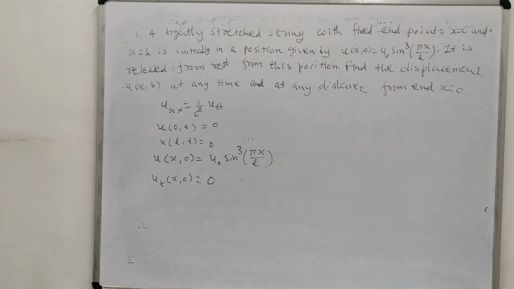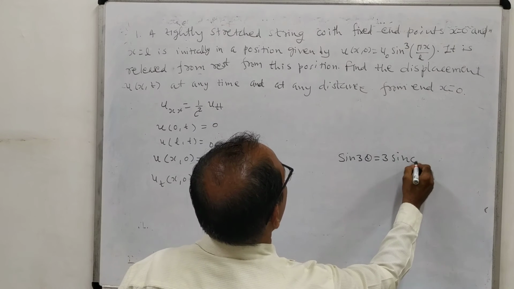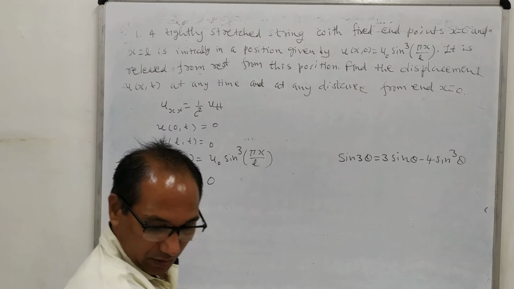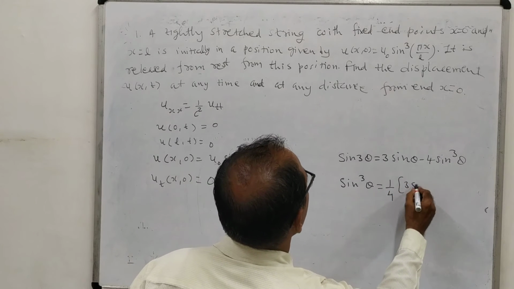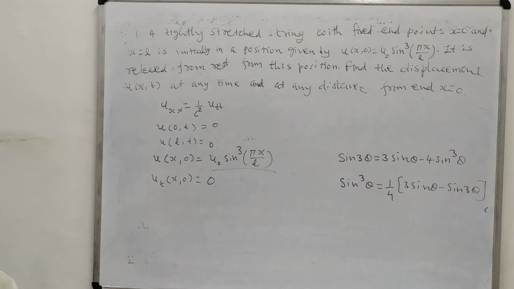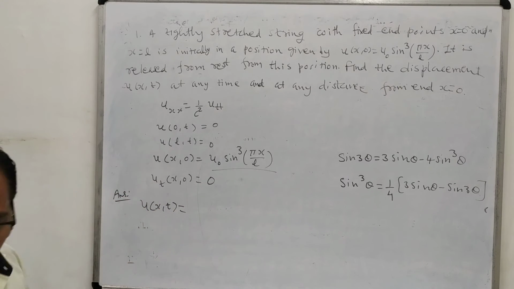Here you can use the formula sin 3 theta equal to 3 sin theta minus 4 sin cube theta. That means sin cube theta equals 1 by 4 times (3 sin theta minus sin 3 theta). As this condition is given in terms of sine, as in the last example, you don't require to integrate to find a0, a1, a2, a3. You can find the coefficients by comparing both sides.